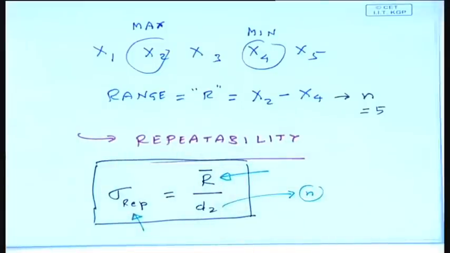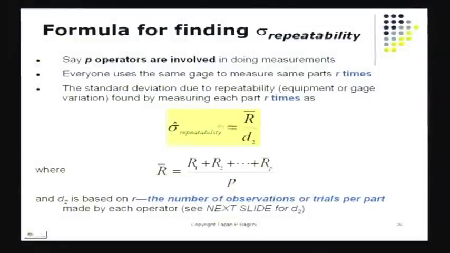Let me show you how this is done. I have the formula on the screen here: sigma repeatability is equal to R bar divided by D2. Each R bar is the average for a part that has been measured a certain number of times. Now, suppose I've found P such R bars, then of course I'll have an R double bar, which is the average R bar. Once I have that, all I need is the value of D2, and D2 depends on the number of times I've made my measurements on each part.